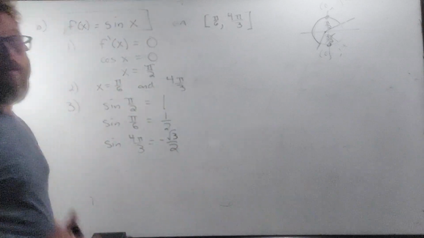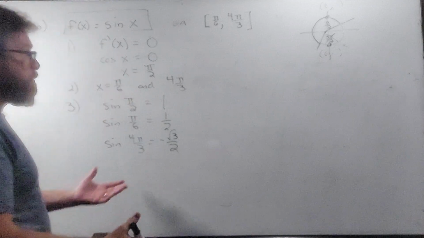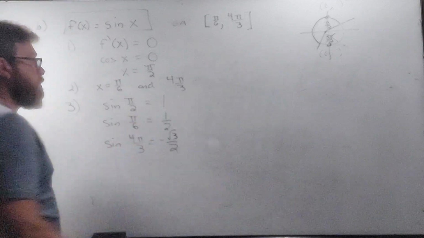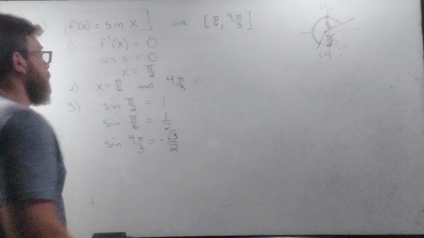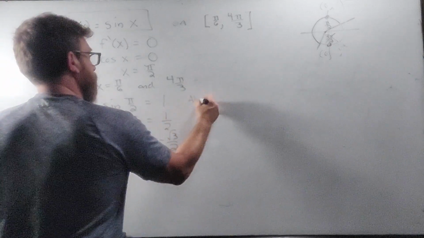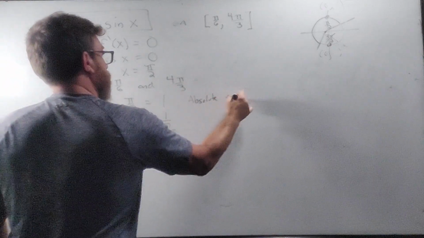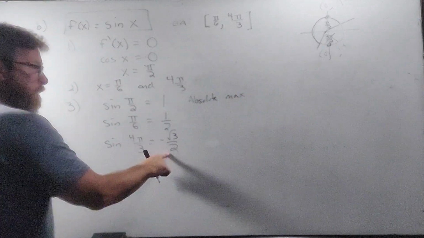So again, remember your absolute maximum and your absolute minimum. Your maximum being the largest value. The largest value being this thing right here. So this is your absolute max. And your absolute min being this thing right here.